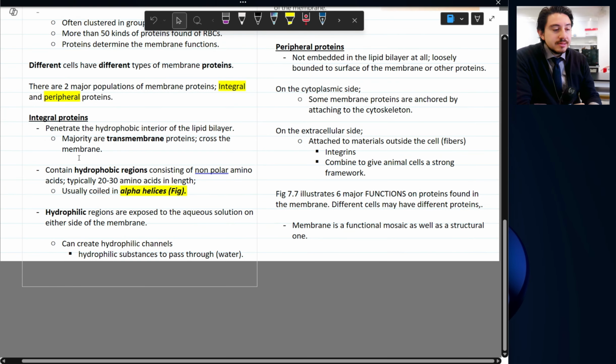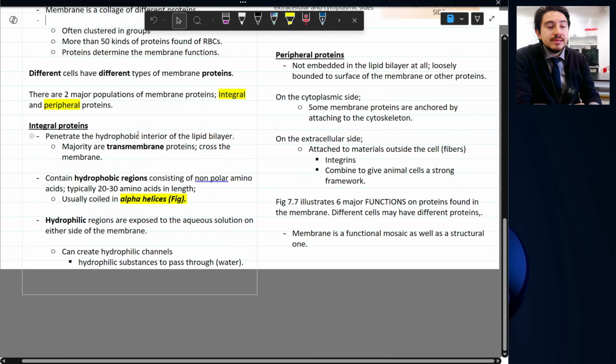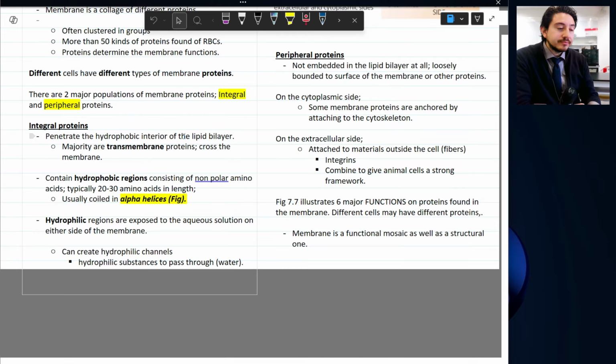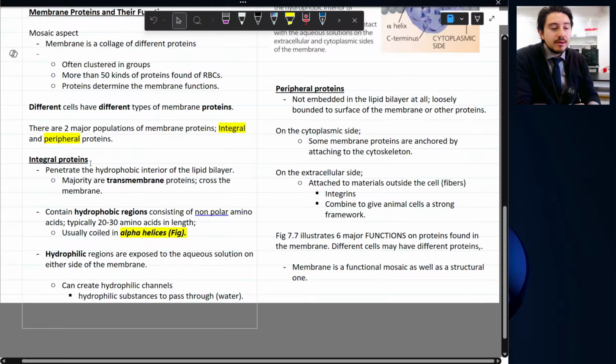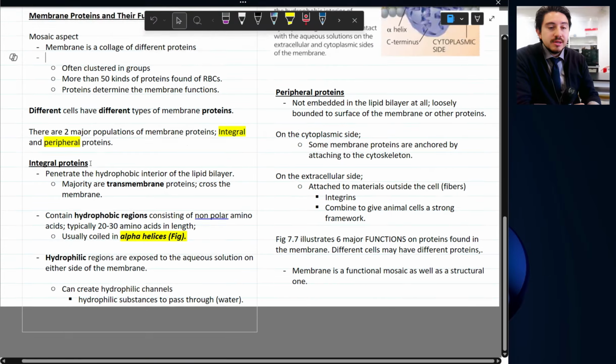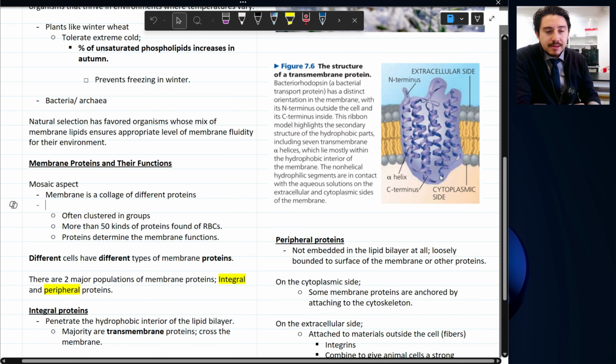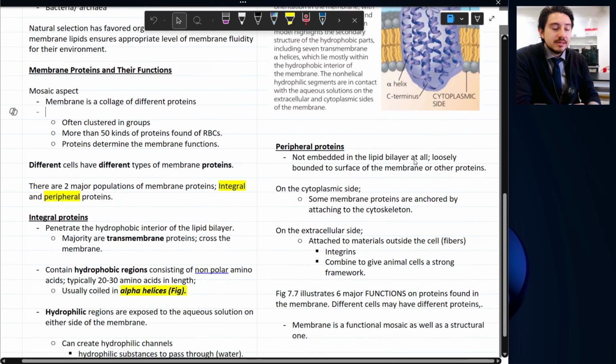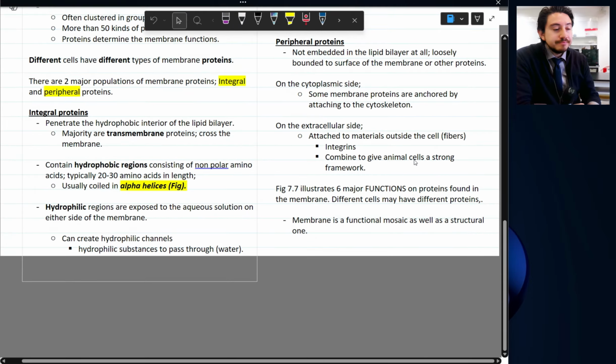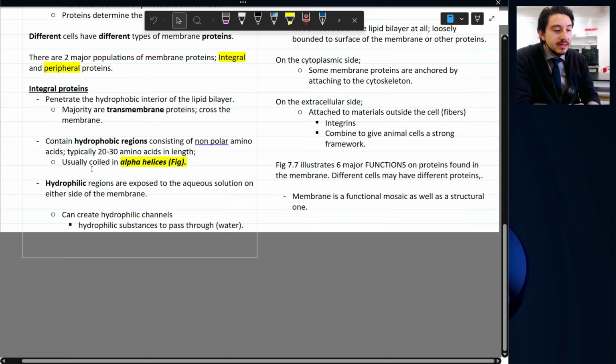So integral proteins, they're the ones that penetrate the hydrophobic interior. So they pierce through essentially the whole cell membrane. The majority of these are called transmembrane proteins. So they cross the membranes, as you can see here. Okay, the whole size of the protein, you have a little bit extending to the extracellular side and a little bit extending to the cytoplasmic side. And then you have, of course, it pierces through. That's the hydrophobic region. Okay, so it crosses the membrane. So this contains hydrophobic regions. We're talking about the protein.